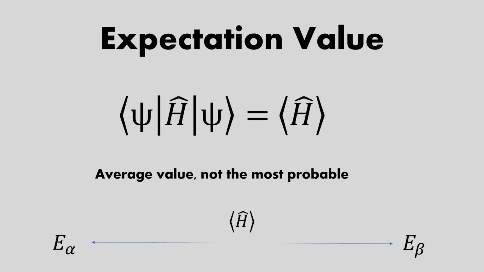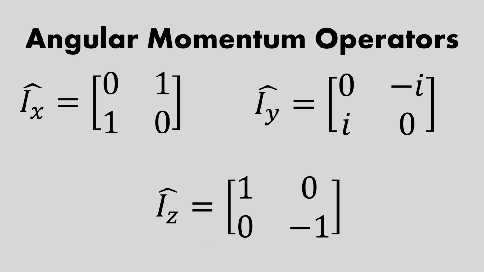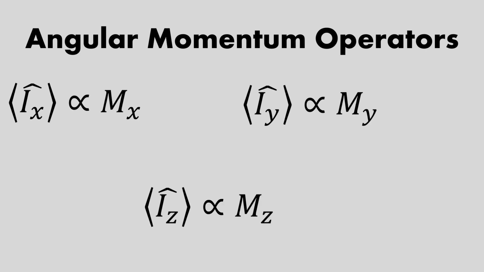But the Hamiltonian is not the only operator. There is also another important set of operators, the angular momentum operators. They may seem not particularly interesting. Okay, they are just matrices describing the angular momentum along x, y, z, but their expectation value is proportional to the magnetization along x, y, z. And now they become particularly interesting.